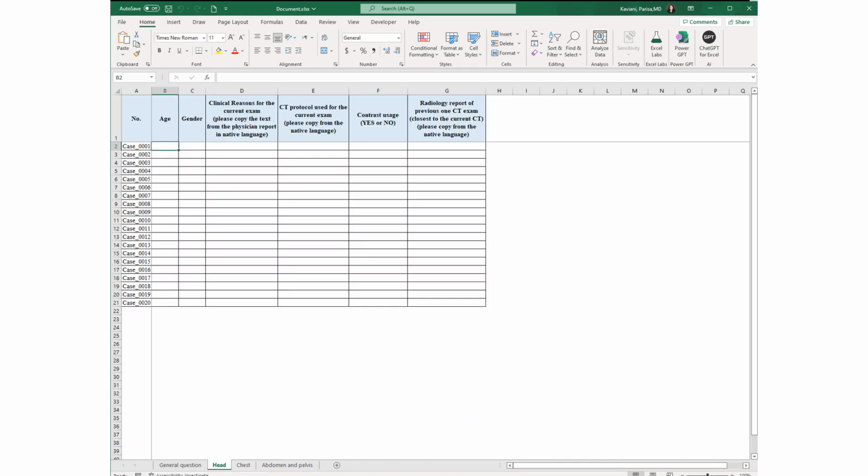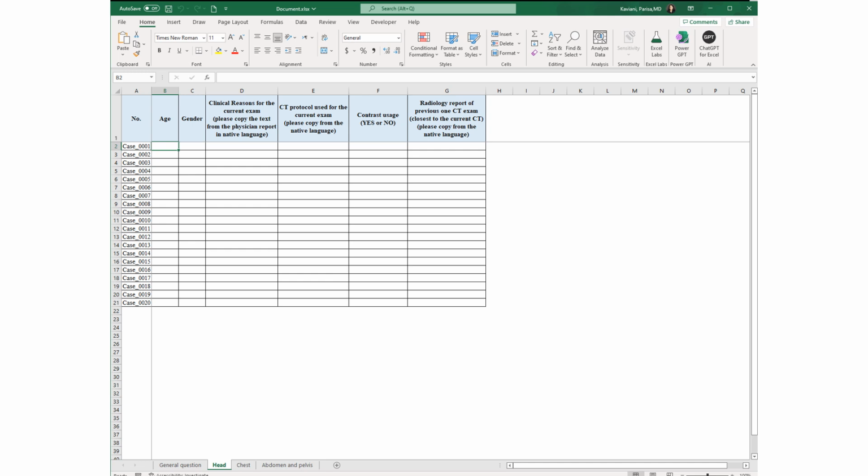As you can see here, this is one of the sheets that we specified for head. There are two others, one for chest and the other for abdomen, pelvis. As you can see in this sheet, we want you to enter the details of 20 consecutive radiology reports belonging to adult patients.